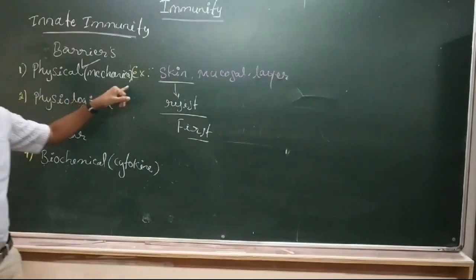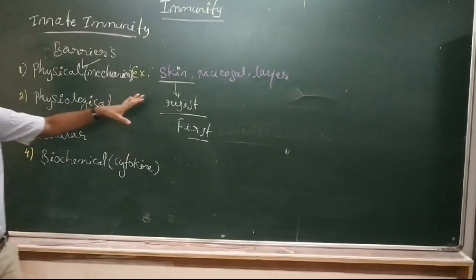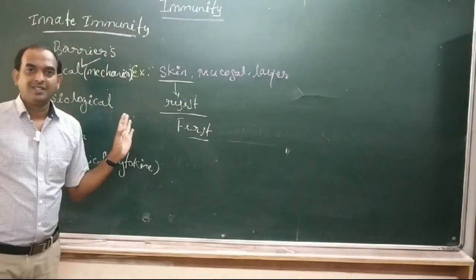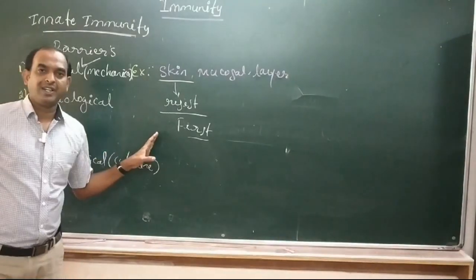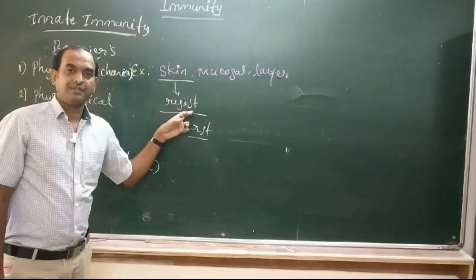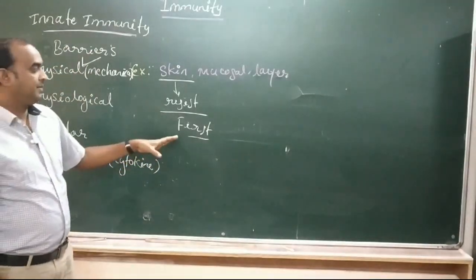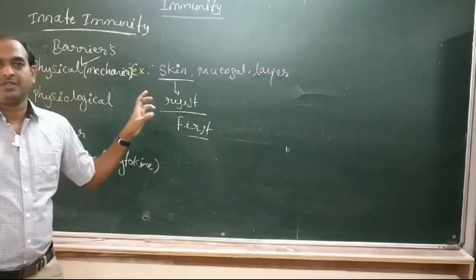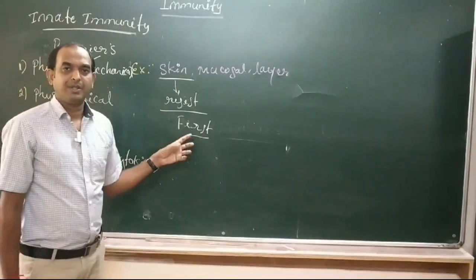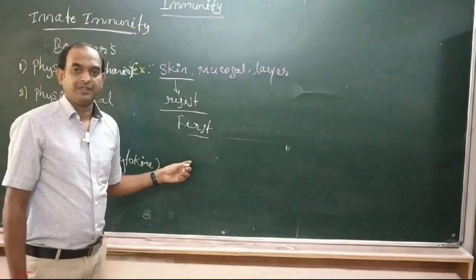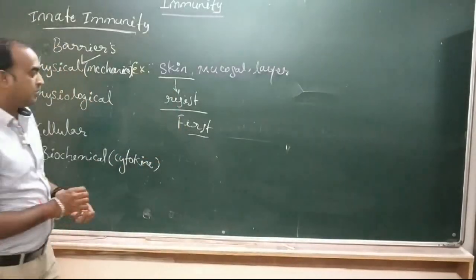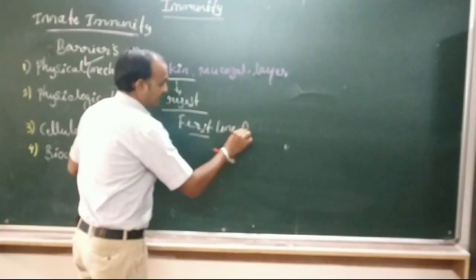First one, physical, which we also call mechanical. The best example for this is the skin and mucosal layers. We know that the largest integumentary organ in our body is the skin. This skin tries to resist the entry of unwanted pathogens into our body, because it produces a pH which is not suitable for microorganisms, and because of the sweat glands. So it resists the entry of microorganisms into our body. So we also call skin the first line defense.